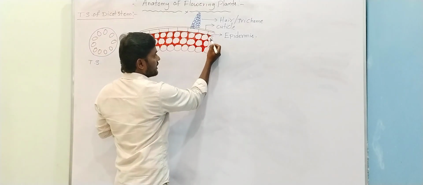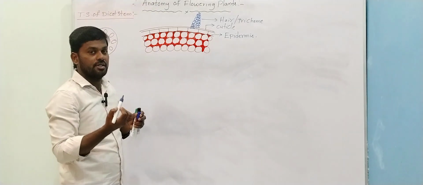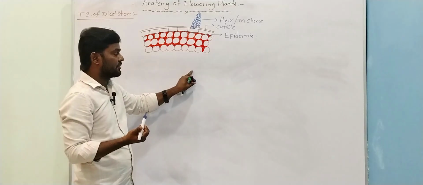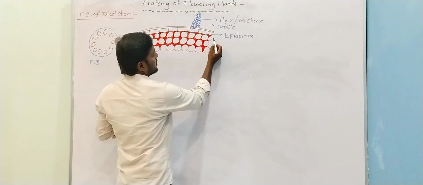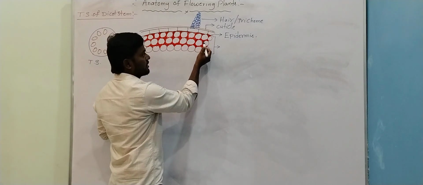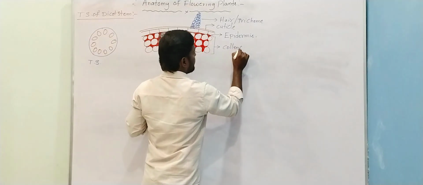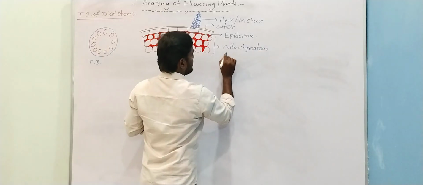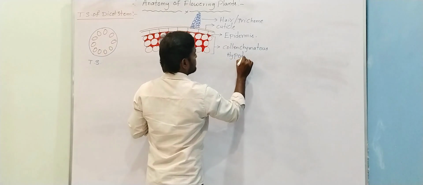Just beneath the epidermis is the cortex. I have already told you, the cortex is divided into three zones. First one is collenchymatous hypodermis. Second one is parenchymatous cortex. Third layer is endodermis. So beneath the epidermis, these cells are arranged. These cells are called collenchymatous hypodermis.